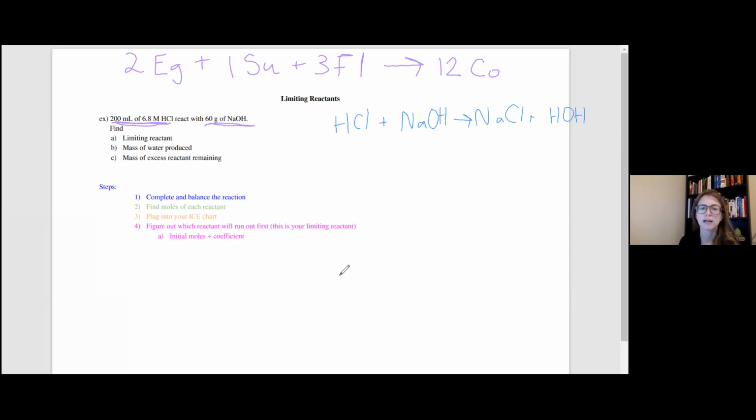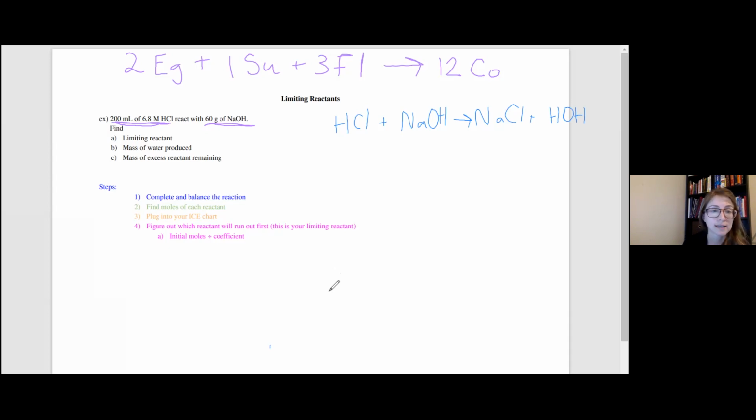Looking around, I see one H on the left, one H on the right, besides the hydroxide, one hydroxide on the left, one hydroxide on the right, one NaCl, one Na, one Na, one Cl, one Cl. We're balanced. So this one has no coefficients. I wanted to start with a simple example first. It's completed and balanced.